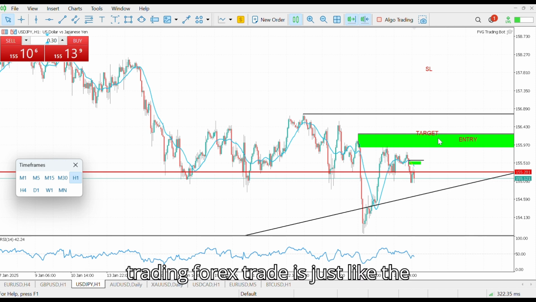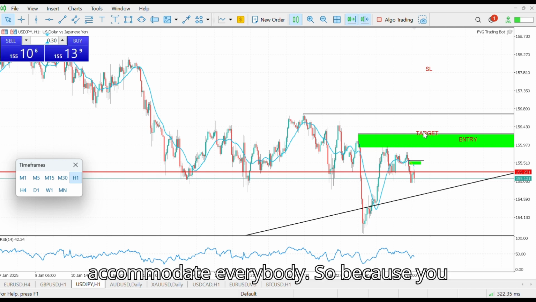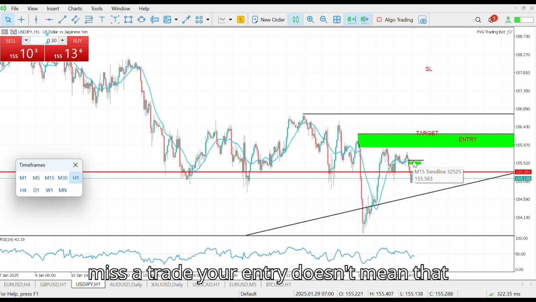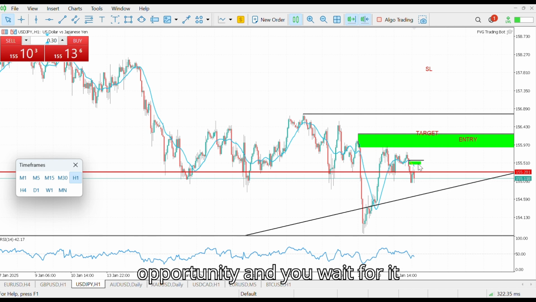This forex trade is just like the sky. It can never be filled. It can accommodate everybody. So because you miss a trade entry doesn't mean that there is no other opportunity. All you have to do is look for another opportunity, and wait patiently for it to play out.